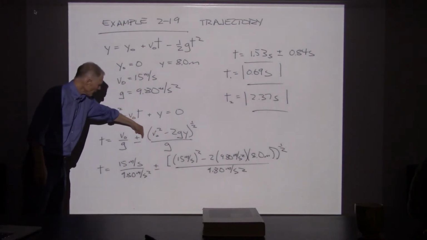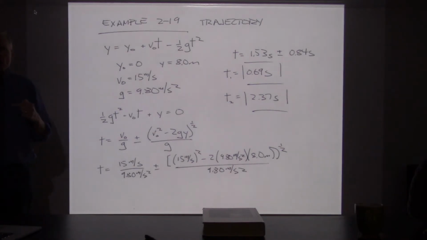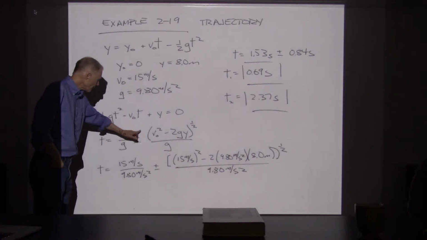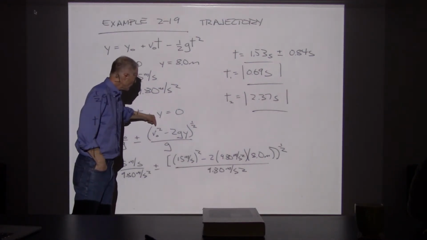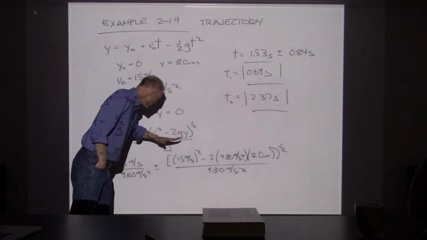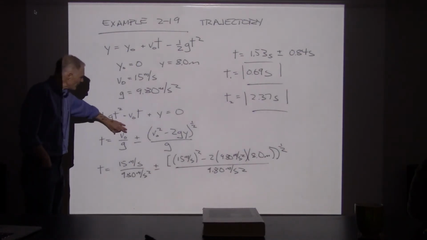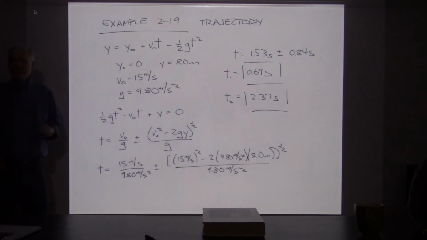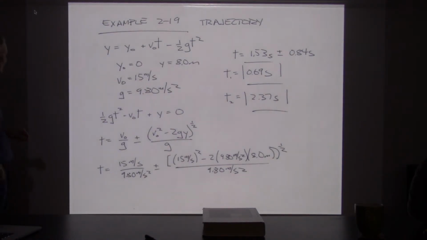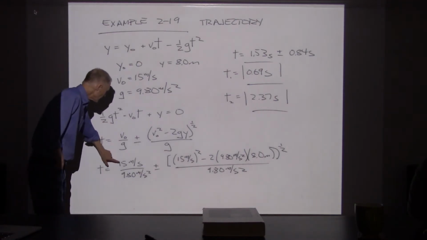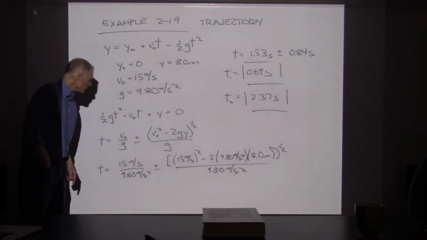Now, when you learn the quadratic formula, they tend to put everything over 2a. I think it's actually more useful to separate it into two distinct terms. So I do the b over 2a, plus or minus the square root of b squared minus 4ac, over 2a again. The reason for that is that often this term by itself means something in physics. So in this particular case, the v over g gives me 15 meters per second over 9.8 meters per second squared.